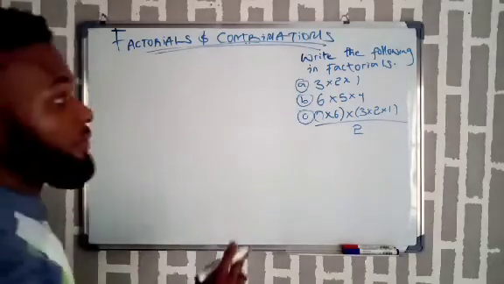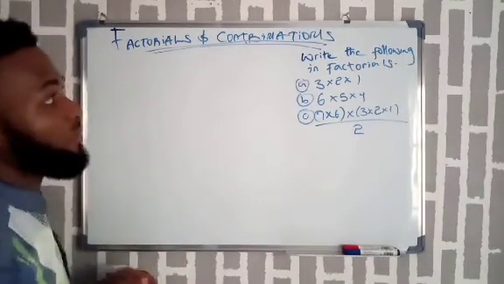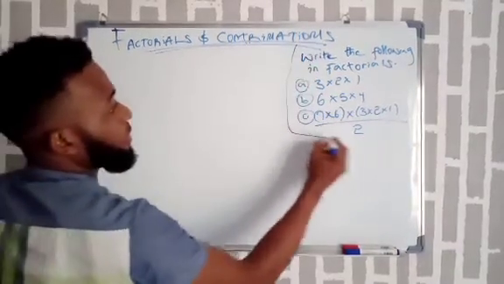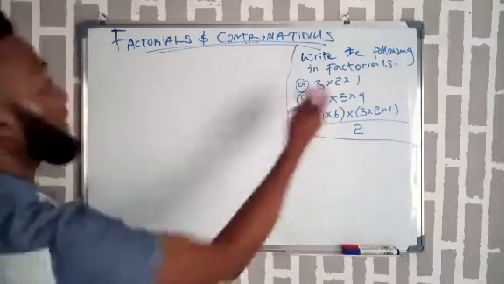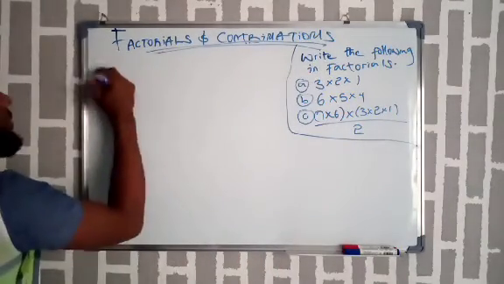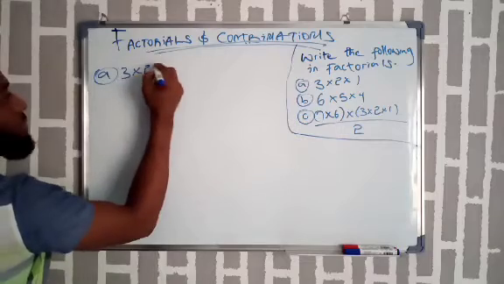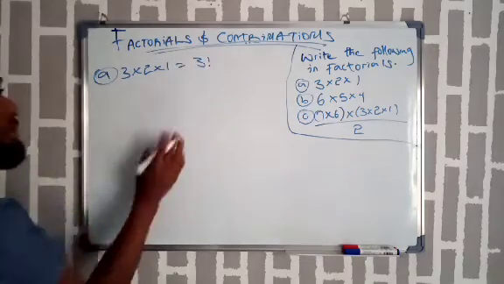We are told to write all of these in factorials. Write the following in factorial. Those are the questions. Another very simple question. So write this in factorials. A: 3 times 2 times 1 times 2 will be 3 factorial.